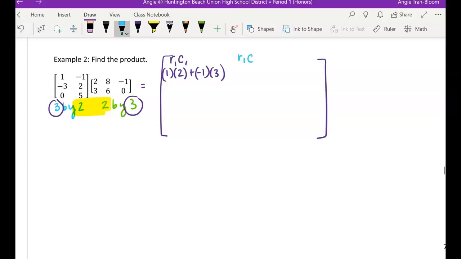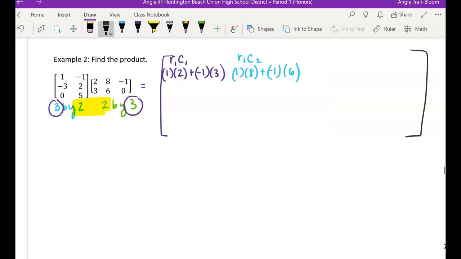Then row 1, column 2. So it's going to be 1 times 8 plus negative 1 times 6. Okay, I need to expand this a little bit. And all the way over there. Okay. Then next I need to do row 1, column 3. So 1 times negative 1 plus negative 1 times 0. So the more you do it, the quicker you get. And when you get so good, you don't even have to write this out. You can just do all the basic math in your head.